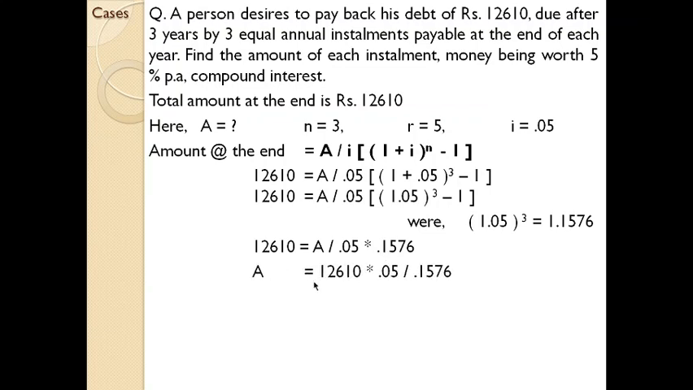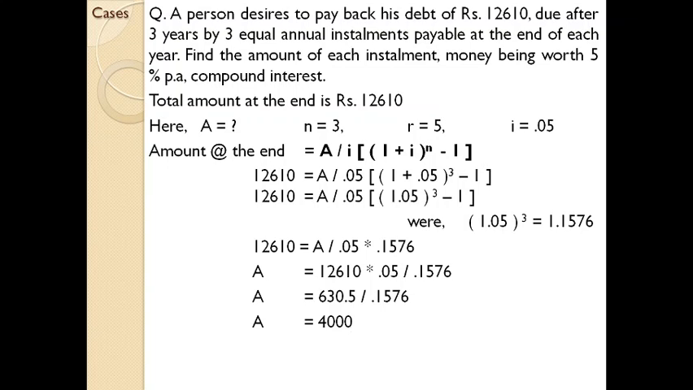Finally, A equals, we just shifted the unknown number to the left side of the equal sign and known numbers to the right side. So it can be written as 12610 into 0.05 divided by 0.1576. This step is basic maths. I hope you understand this step. Just go through it. So finally, 12610 into 0.05 is 630.5, and dividing by 0.1576, you will get A equal to 4,000.